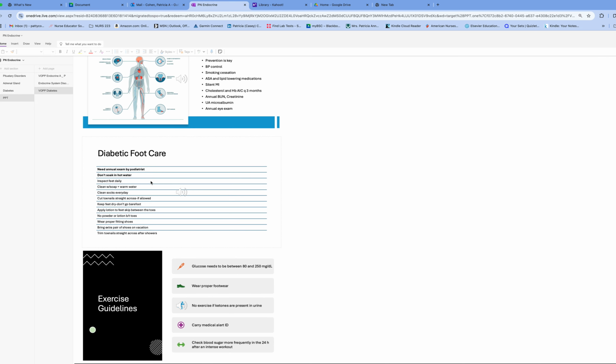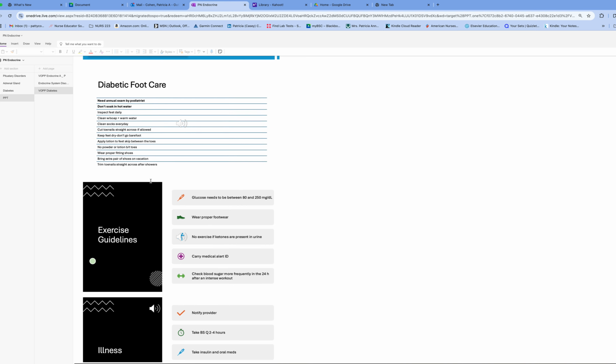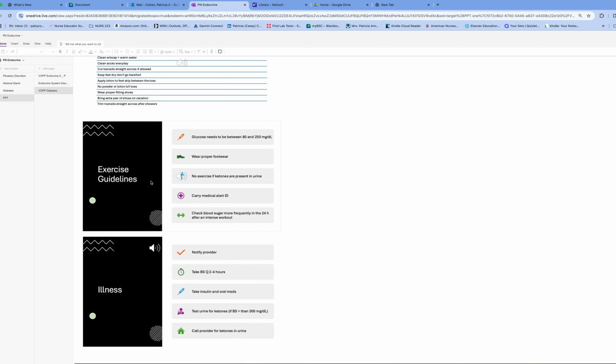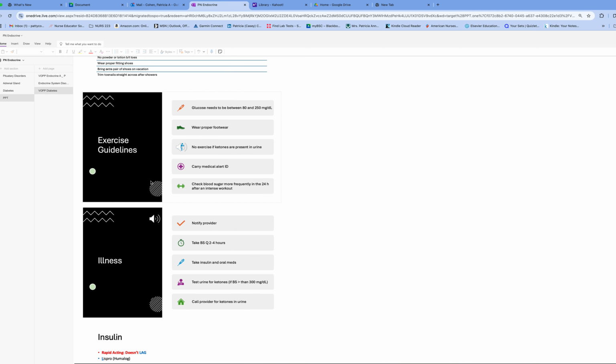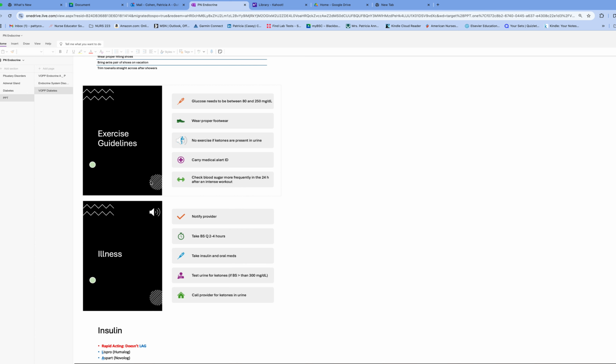Diabetic foot care, I know you know it, but review it because you guys did fantastic with it on the escape room. All right, exercise guidelines. Glucose needs to be between 80 and 250 before you exercise. Wear proper footwear, closed-toed, closed-heel, really good fitting and not too tight because skin can break down. No exercise if they have ketones present in their urine.